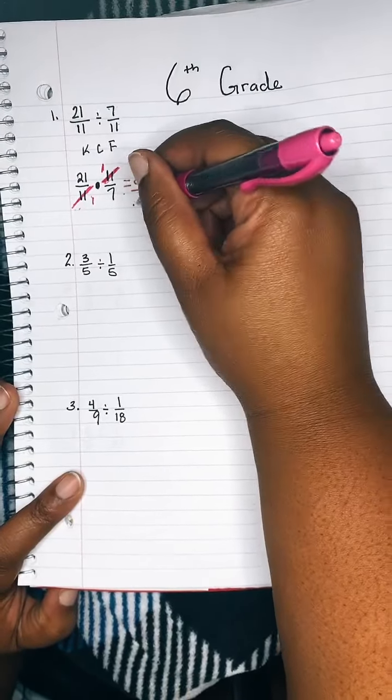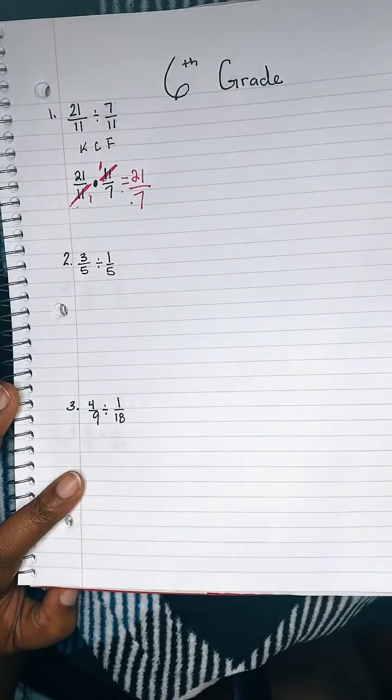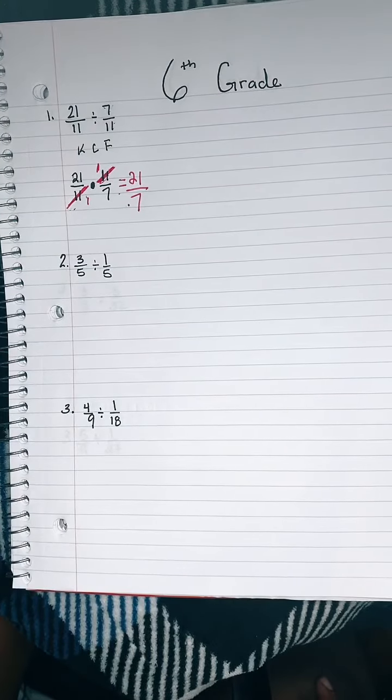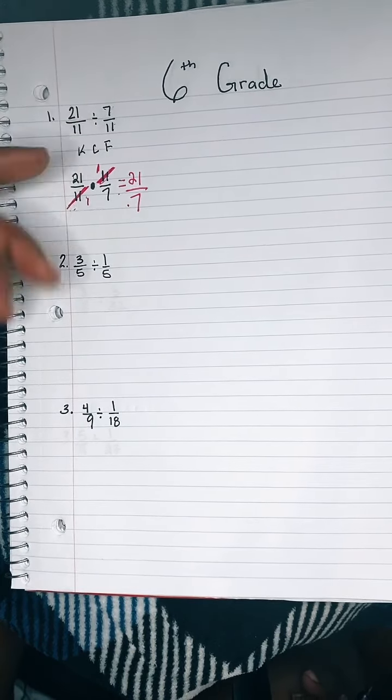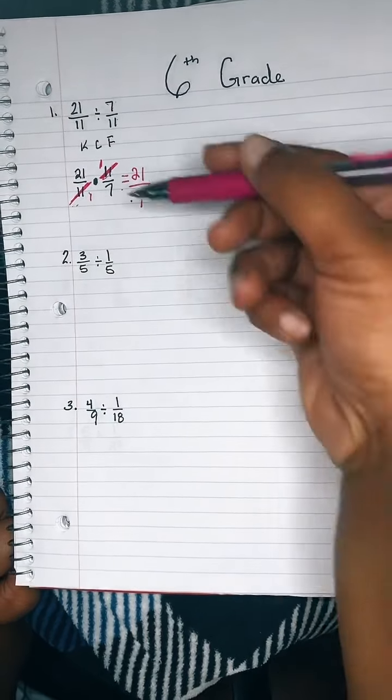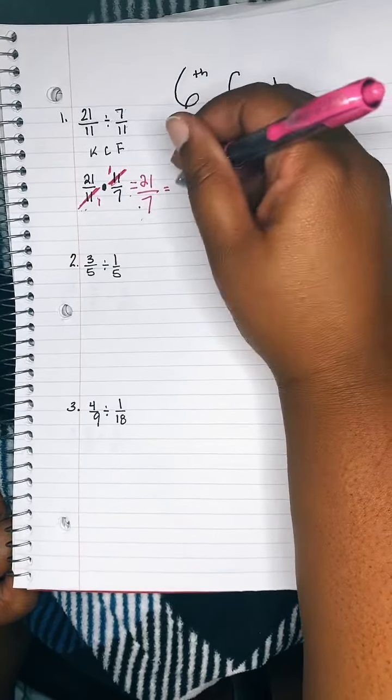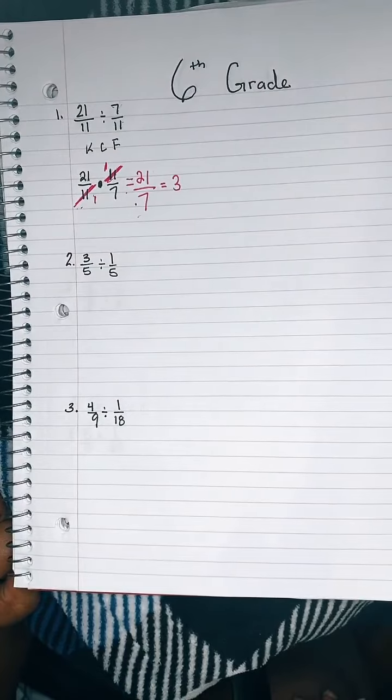Do you divide fractions? No, multiplying. We can never divide fractions. We always have to change them to multiplication. So 21 divided by 7 is going to give us 3, and that is our answer.